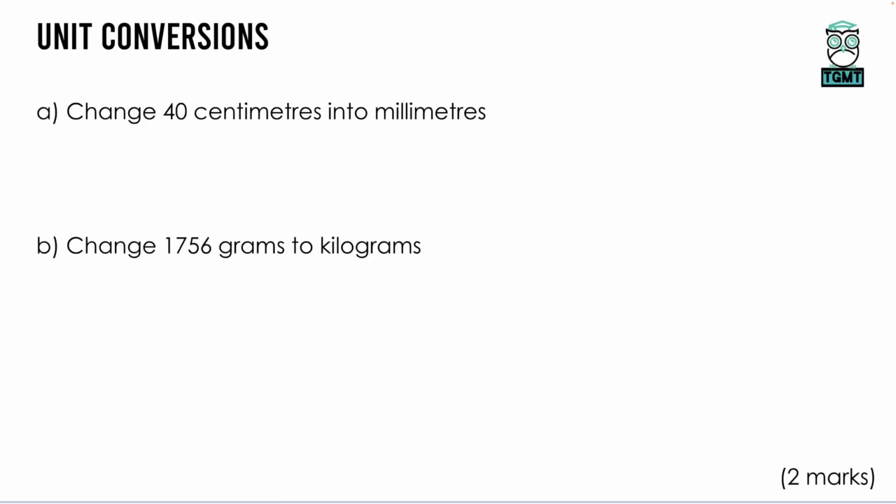So something like this, 40 centimeters into millimeters, well, every centimeter has 10 millimeters in. So our unit here would be 1 centimeter is equal to 10 millimeters. So if we have 40 centimeters, we would want to multiply that by 10, and that would be 400 millimeters.